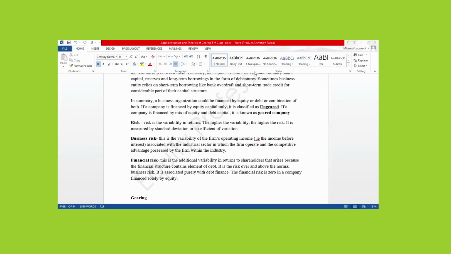Business risk. You can classify risk into two. You have the business risk and you have the financial risk. Business risk is the variability in the firm's operating profits. This is the variability in the firm's operating income, that is, income before interest and tax.